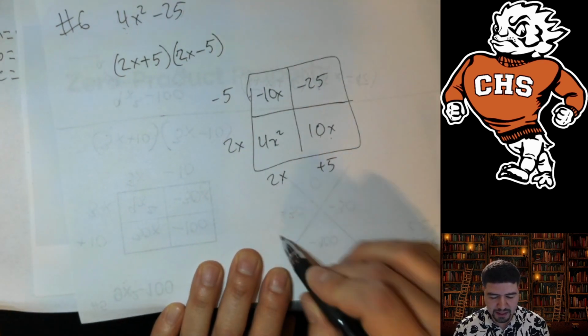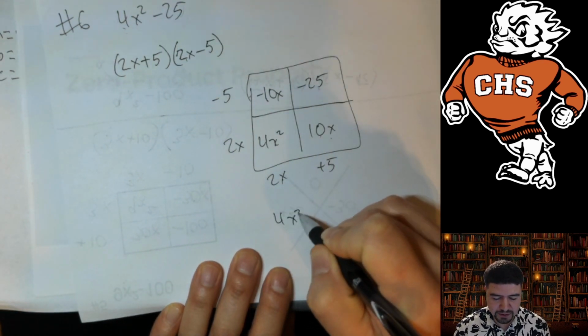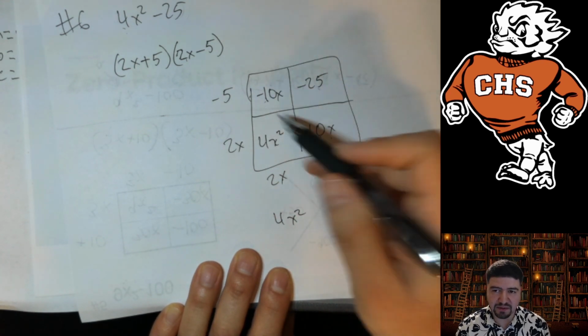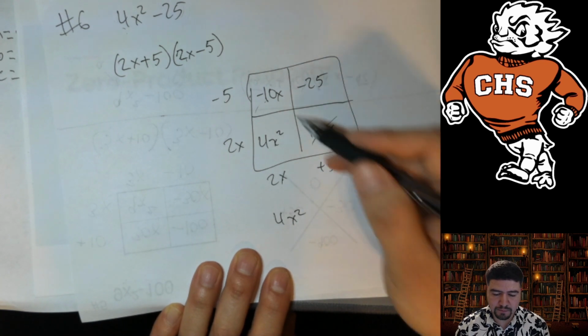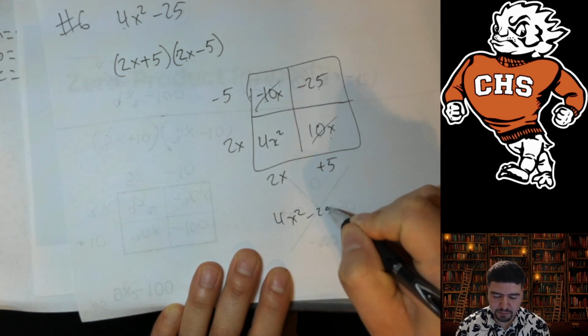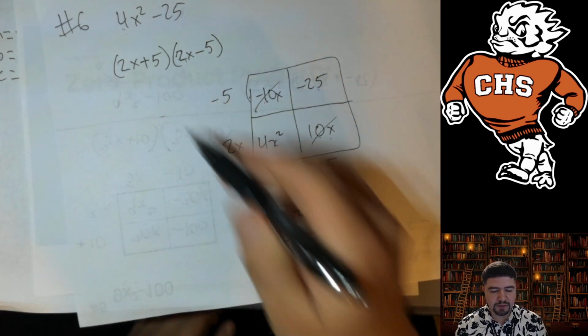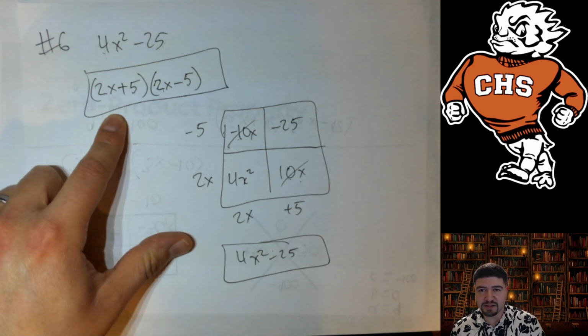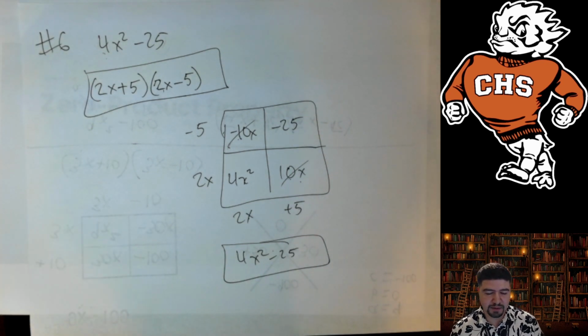So our area as a sum ends up being 4x squared, 10x minus 10x. Man, those are going to cancel. And all we have left is that 4x squared minus 25. So yes, this will always work as long as you know what the end is going to look like. So that's it for these two special cases.